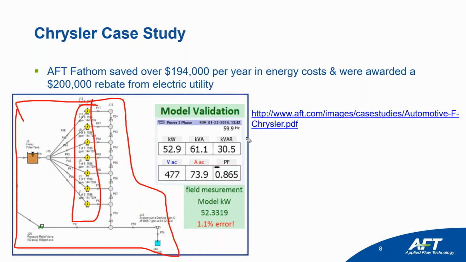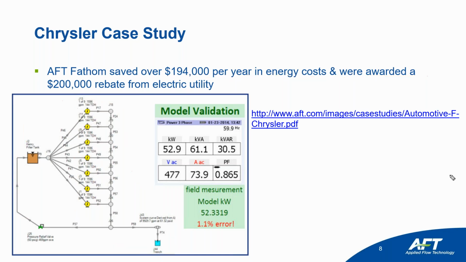And after making various adjustments on their pump operation, they're able to save $194,000 a year in energy costs. And they're also awarded a $200,000 rebate from their local energy utility. So this is a great case study to show that you can accomplish big things with a very simple flow model. And this is only with focusing on the energy cost itself.